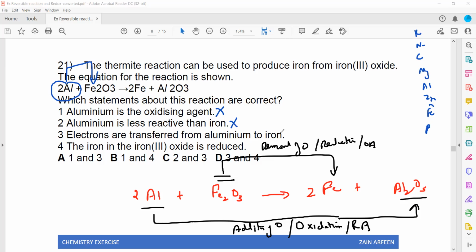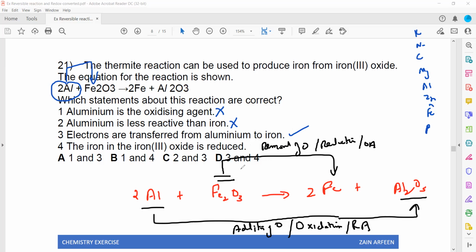Electrons are transferred from aluminum to iron, or aluminum is losing electrons. That's true because oxidation is a loss of electrons. So aluminum will lose electrons. For aluminum, oxidation happens. And iron in the iron 3 oxide is reduced. So that is also correct.